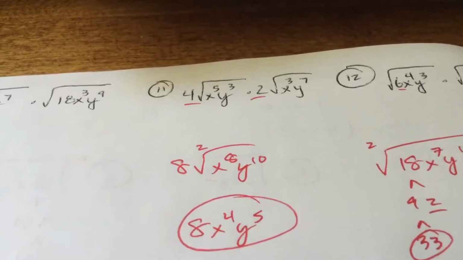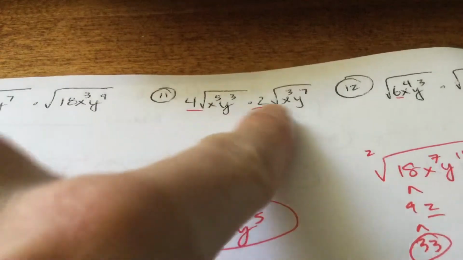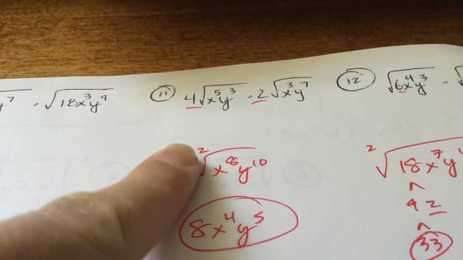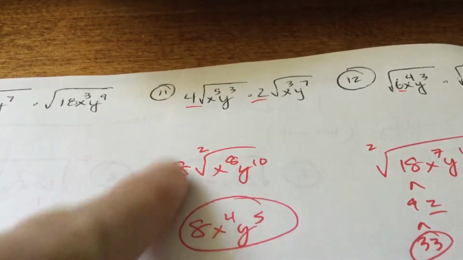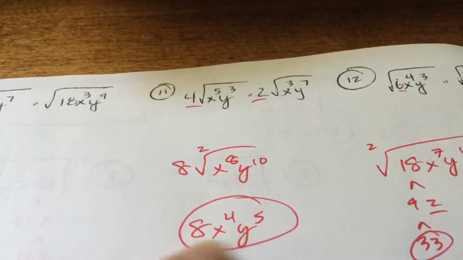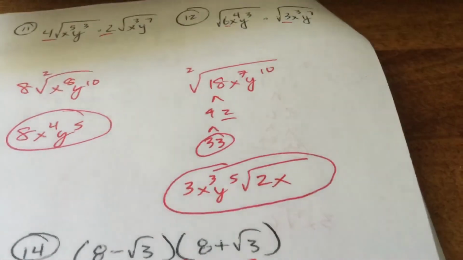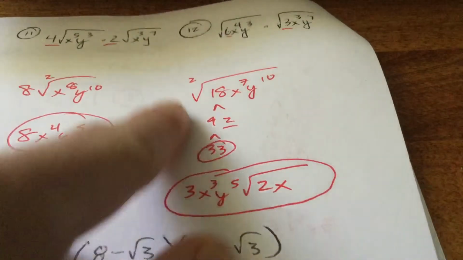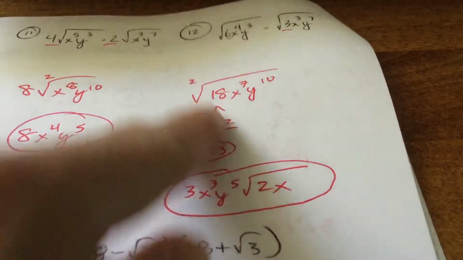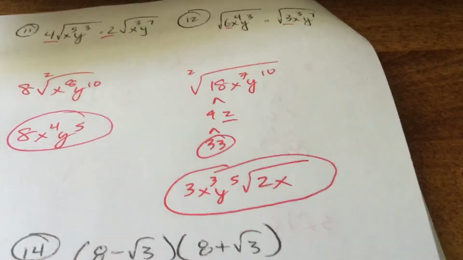All right, on 11, 4 times 2 is 8. Then multiply within, you have x to the 8th and then y to the 10th. That imaginary 2 goes into 8 4 times. 2 goes into 10 5 times. Nothing is left over. This one here, multiply within, you have now the square root of x to the 7th, y to the 10th. Add the exponents. Square root of 18 is 3 root 2. 3 on the outside, 2 on the inside. 2 goes into 7 3 times, 1 left over. 2 goes into 10 5 times.